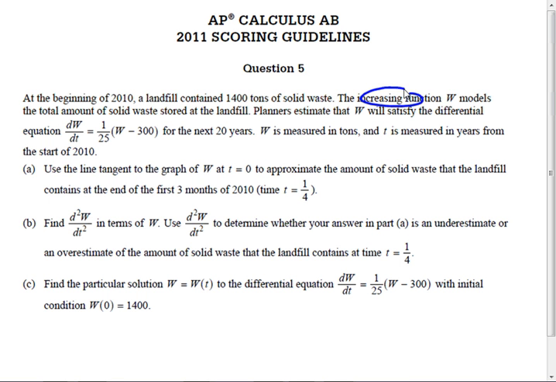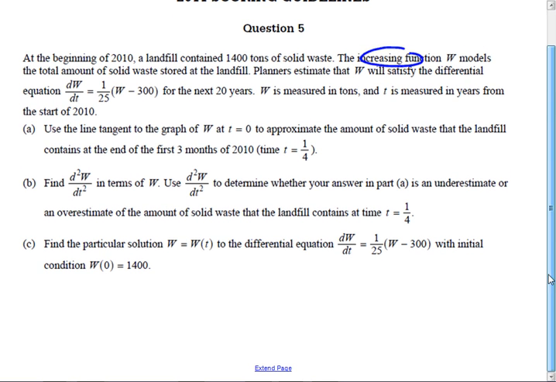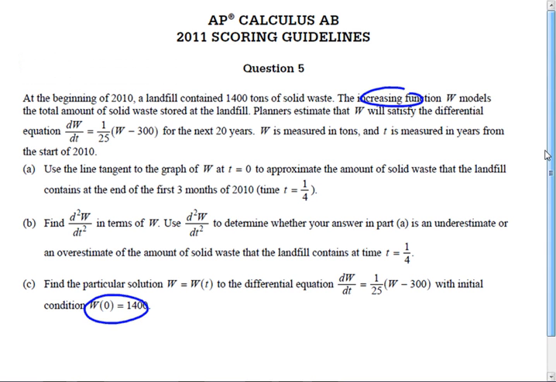Part A says use the tangent line to make an approximation. B says find the second derivative with respect to time in terms of W. And the last part is find the particular solution, with the initial condition W of 0 is equal to 1,400. I'm going to use that in A. W of 0 is equal to 1,400.